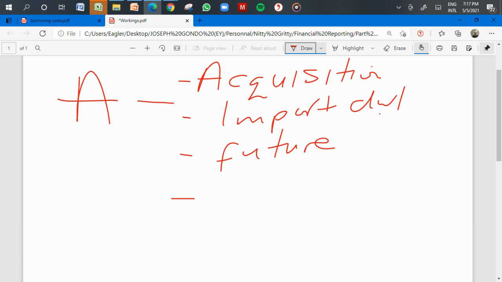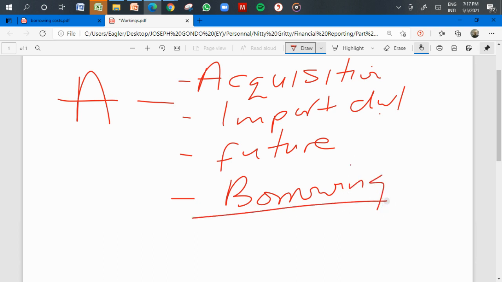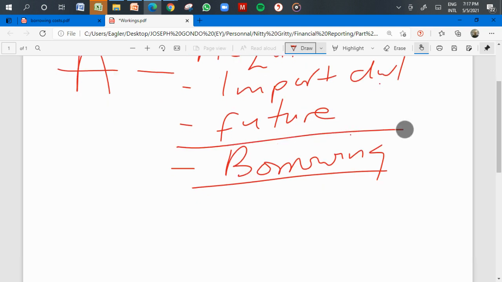Then another leg is what we call borrowing costs. Why do we have to capitalize borrowing costs? Because they are directly incurred in bringing the asset into conditions that are intended by management. Okay, so the capitalization of borrowing cost is now guided by a specific standard, which is IAS 23, borrowing costs.